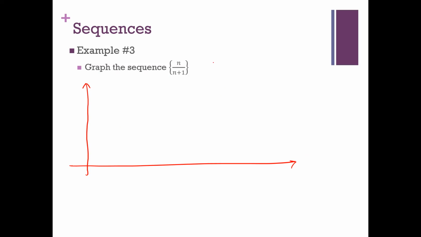This thing, can I say that n over n plus 1? Is there a way to manipulate this at all? Not really. Actually, yeah, I can. I can say this is 1 over 1 plus 1 over n, basically if I divide both numerator and denominator by n.